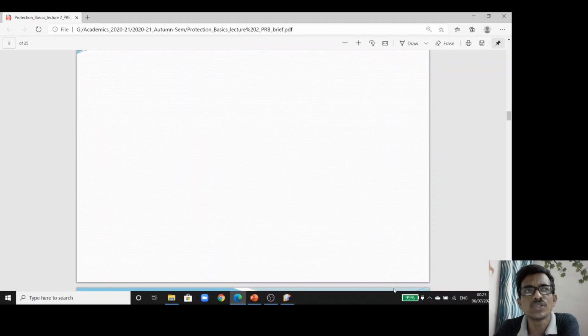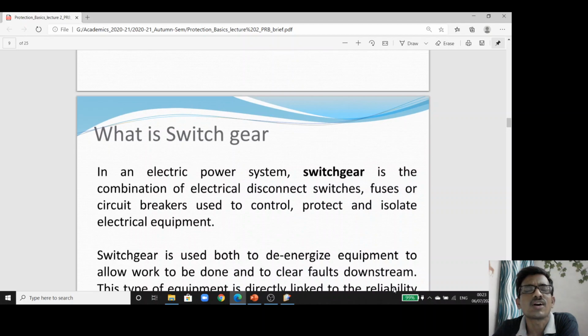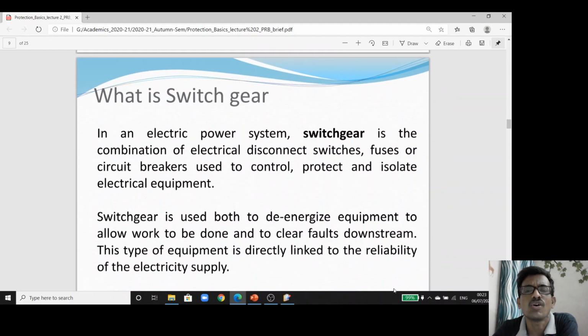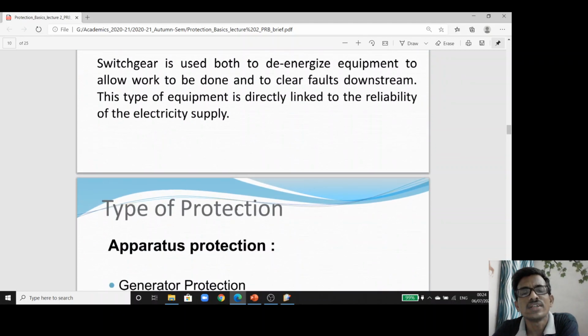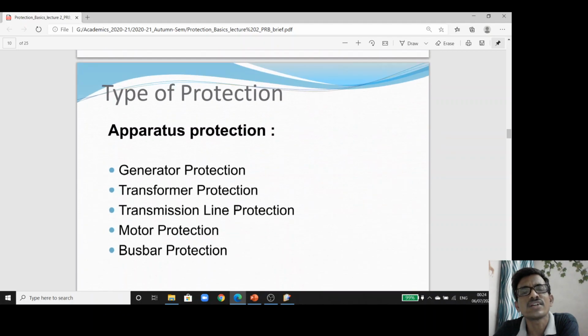All these equipments which we use for switching are considered under the category of switchgear. We can say that switchgear is a combination of electrical disconnect switches, fuses, and circuit breakers used to control, protect, and isolate electrical equipment. Then if we see protection, we can categorize it into two types. One is apparatus protection, meaning we provide protection to individual apparatus, individual elements: generator protection, transformer protection, transmission line protection, motor protection, then bus bar protection. This is the protection we provide to individual elements of the power system. Then, other than this, there is another type of protection that we call system protection.